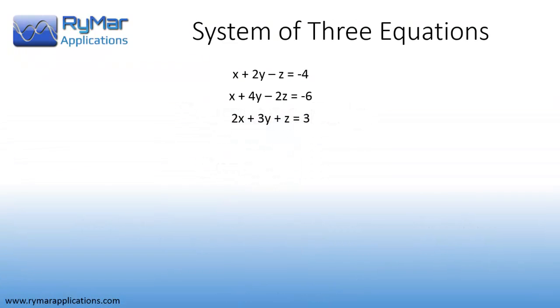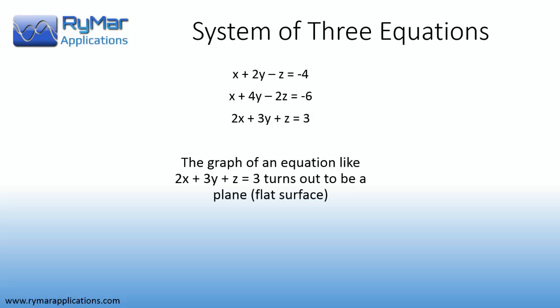This is a system of equations. In this case, we have three equations, and we have three variables, three unknowns. Turns out if you graphed one of these kinds of equations, say for example the 2x plus 3y plus z equals 3, the graph of such a thing would be a plane, a flat surface.